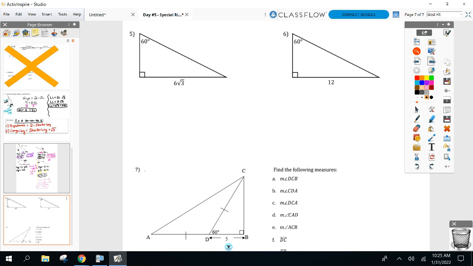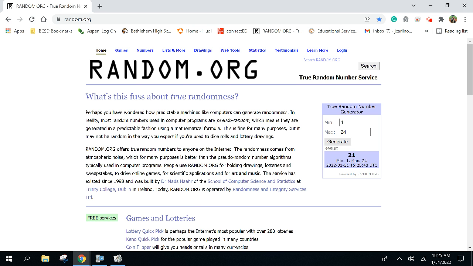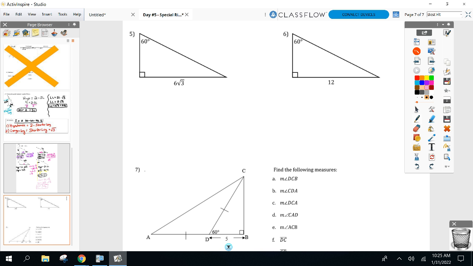This is the first time I've given you this. What is 6 radical 3? What am I giving you here? Longer leg. All right, get out the LL rule. Longer leg equals shorter leg times radical 3. Plug it in, the longer leg, 6 radical 3.